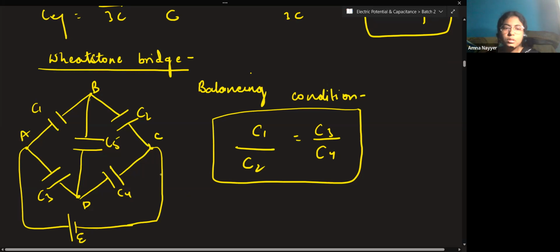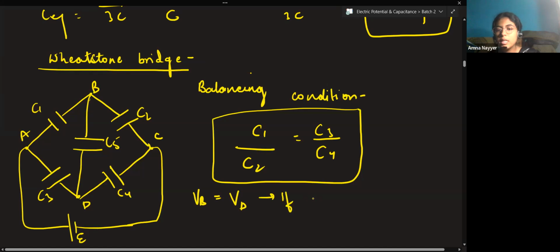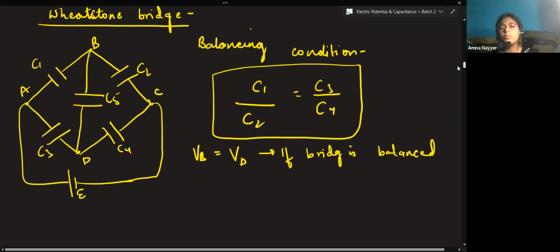What is your use is that the potential difference between these opposite ends is 0. VB becomes equal to VD if the bridge is balanced. This is only possible if the bridge is balanced. So if VB becomes equal to VD, there is no potential difference across it because VB minus VD becomes 0. So if there is no potential difference across it, no current even flows through this. You can easily remove this if it's a balanced Wheatstone bridge.